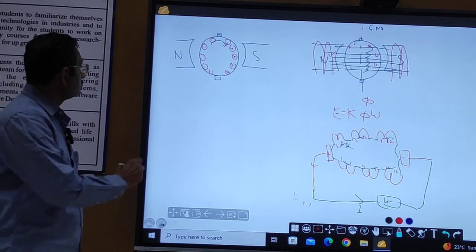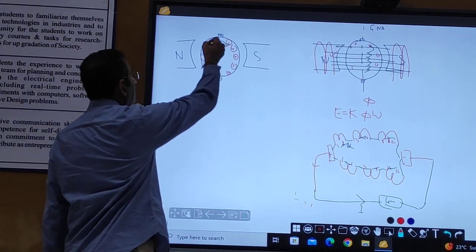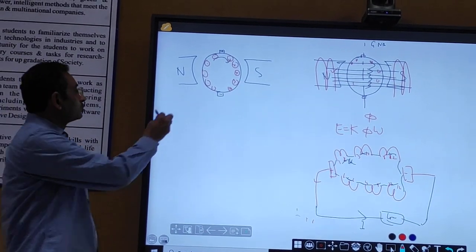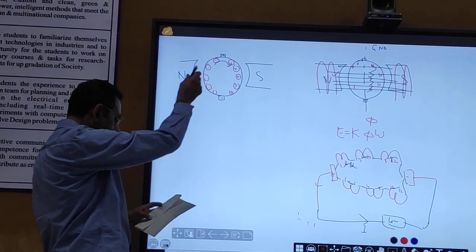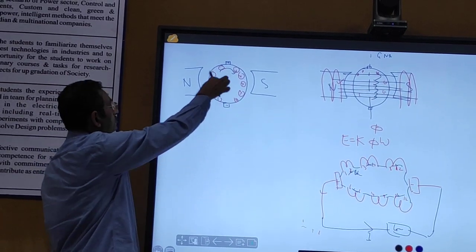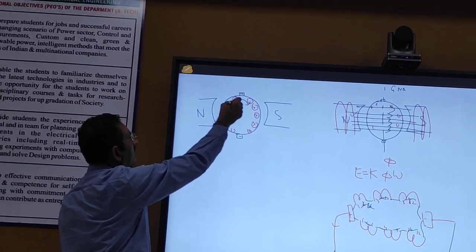So now, when the current flows into this, what will it do? Say, in this case, if the direction of current is upward, what will happen?